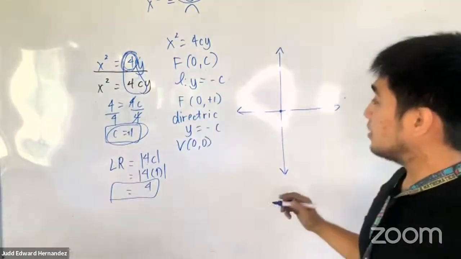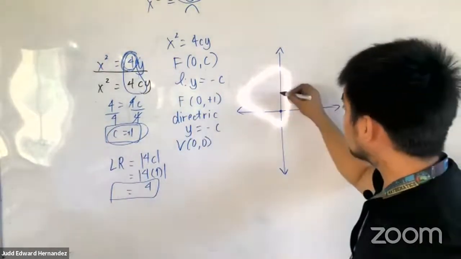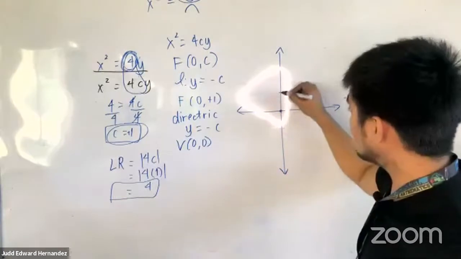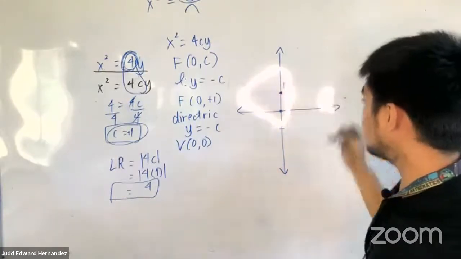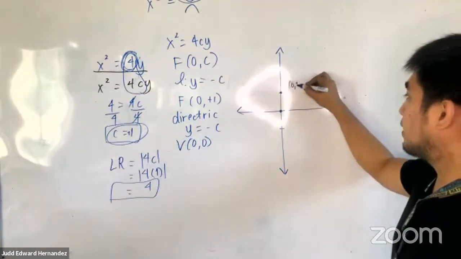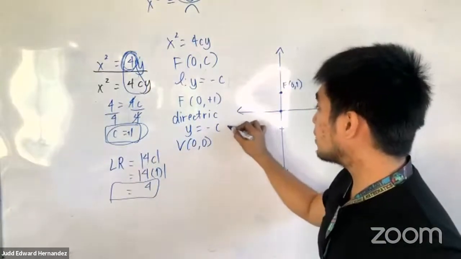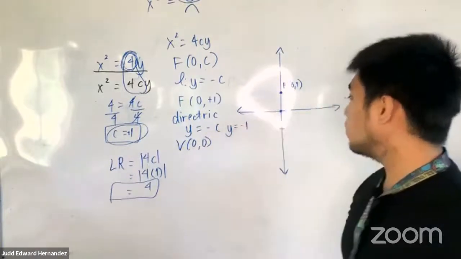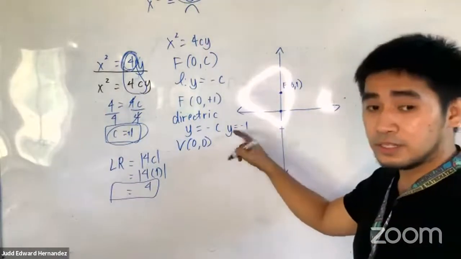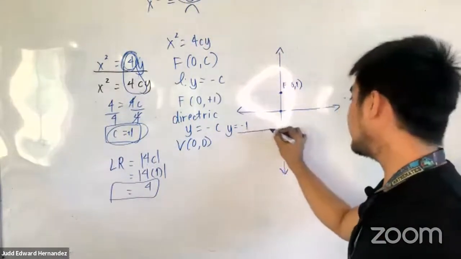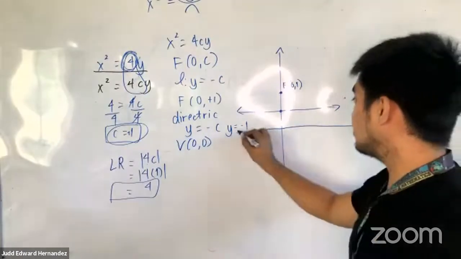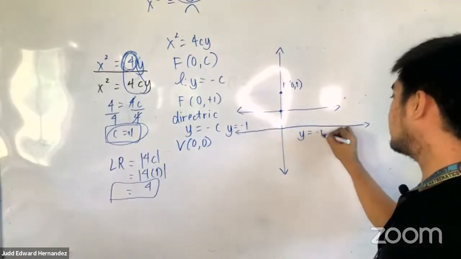The focus is located at 0 and 1. So, sabihin natin, this is 0 and 1. This is now our focus, located at 0 and 1. The directrix is located at y is equal to negative c. Therefore, that is y is equal to negative 1. This is negative because this is y. Therefore, the line is horizontal. This is now the directrix, y is equal to negative 1.